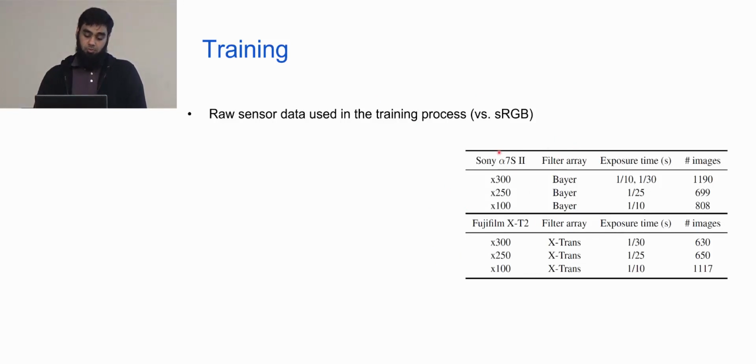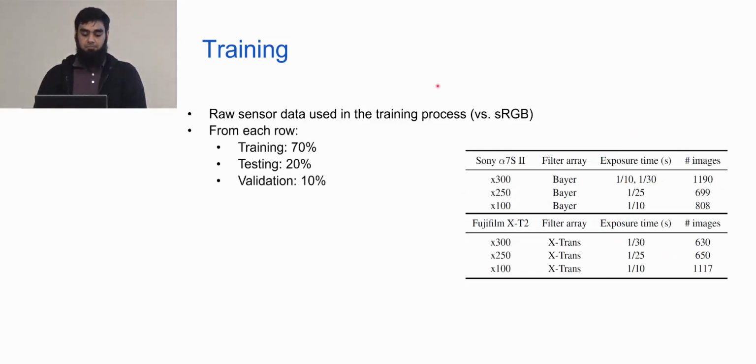We have 2 different cameras, Sony and Fujifilm. X300, X250, and X100 represent the amplification ratios, how bright we want the images to be. And the 2 filter arrays are Bayer and X-Trans. A different camera would most definitely have a different filter. So that was their choice. And the exposure times are varied for both of these.